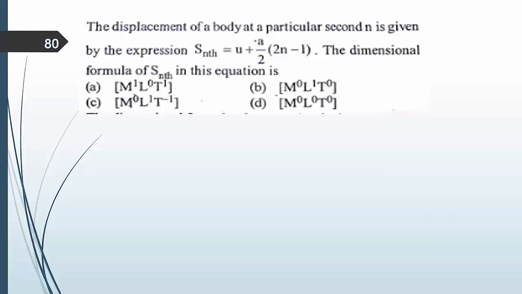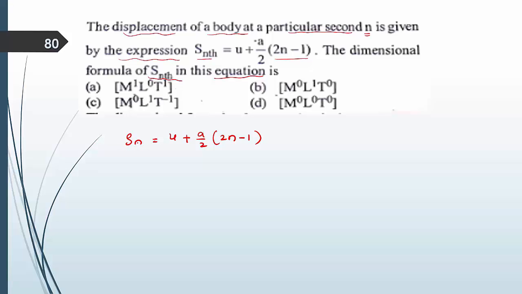Question number 80. The displacement of a body at a particular second n is given by the expression Snth equal to u plus a by 2 into 2n minus 1. The dimensional formula of Snth in this equation is. Here the equation is Sn is equal to u plus a by 2 into 2n minus 1. See here, Sn is what? Displacement of a body at nth second.